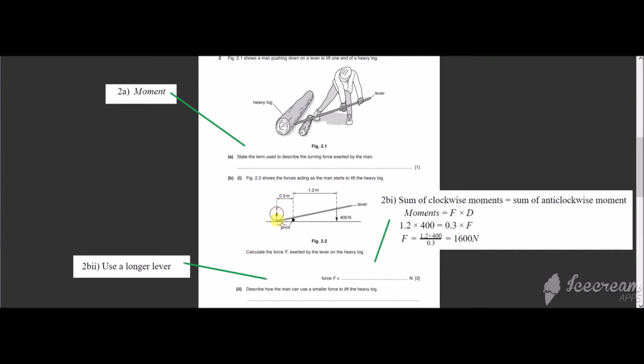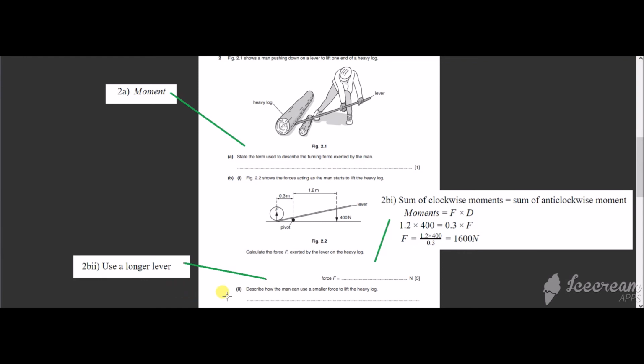and since we do not have the force shown over here, we're going to leave it as F, as that's the value you have to find. So if we rearrange the formula for F, we will take the 0.3 to the left hand side of the equation, and that will go in division. So therefore we will have 1.2 into 400 divided by 0.3, and that will be equal to 1600 newtons. That's how we solve B part 1.